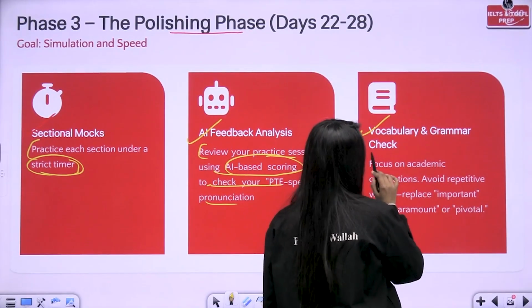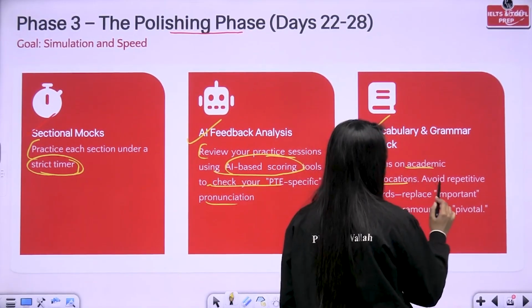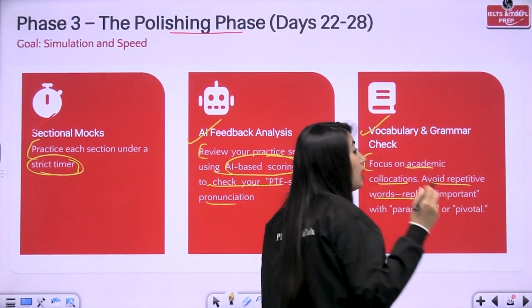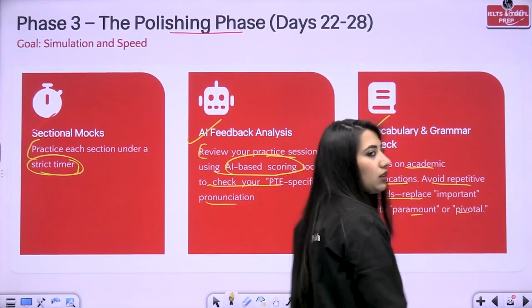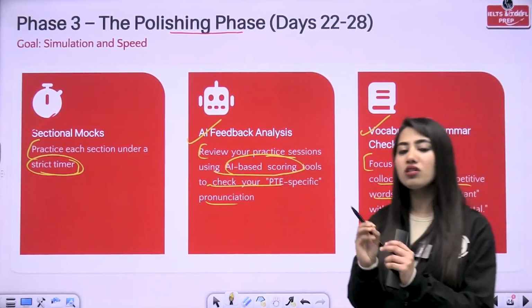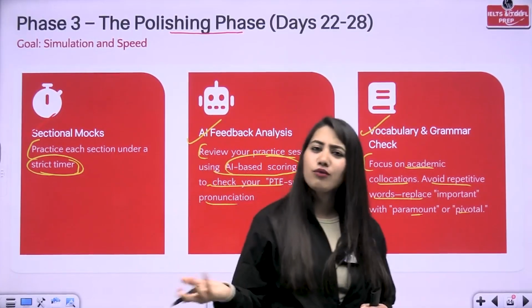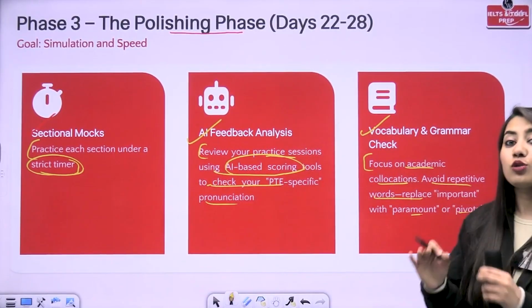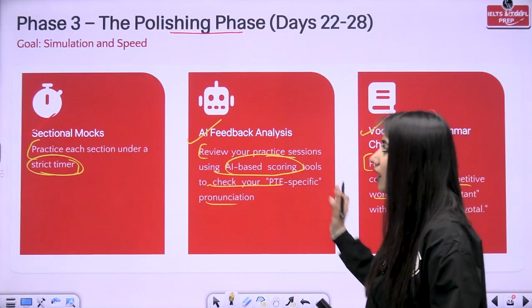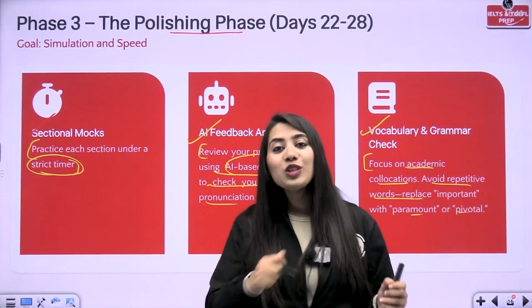Vocabulary and grammar check. Focus on the academic collocations. Avoid repetitive words. Replace important with paramount or pivotal. These are the synonyms. So always try to use the synonyms. Never ever tend to repeat the same words again and again. Instead, try to use the synonyms all the time. So this is phase 3 which will polish your skills.